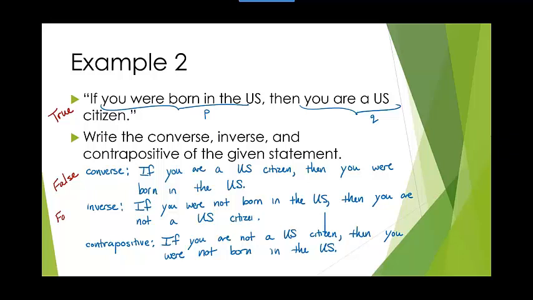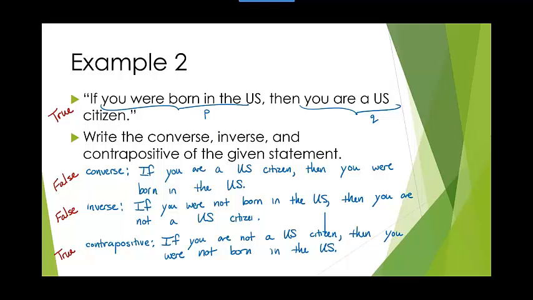And that same reasoning will make the inverse false. If you were not born in the U.S., then you could still be a U.S. citizen. Now for the last sentence, this one's going to be true, because if you are not a U.S. citizen, then you certainly couldn't have been born here, because if you were born here, then you would be a U.S. citizen.